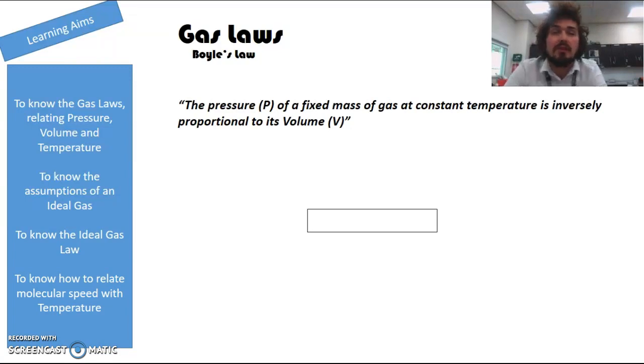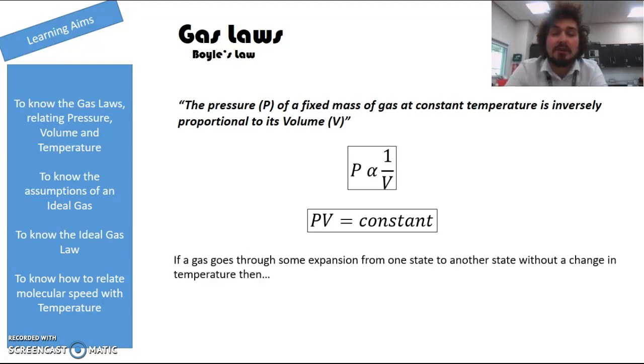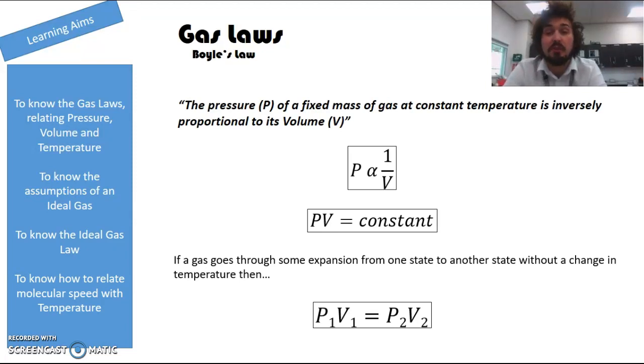So the first gas law is Boyle's law, and it states that the pressure of a fixed mass of gas at constant temperature is inversely proportional to its volume V. So P is proportional to 1 over V. So we can state that PV equals a constant, and that if the gas goes through some expansion from one state to another state without a change in temperature, then P1V1 equals P2V2, where P1 and V1 are its pressure and volume at one state, and P2 and V2 are its pressure and volume at another state. That should be constant. You can do it for P3, V3, and so on, and that's Boyle's law.